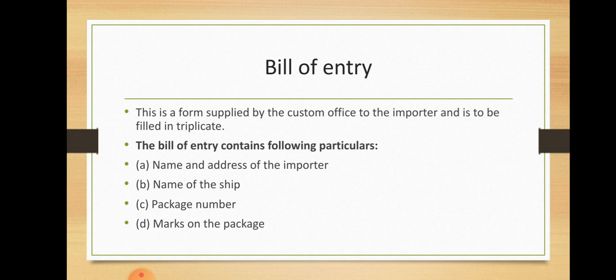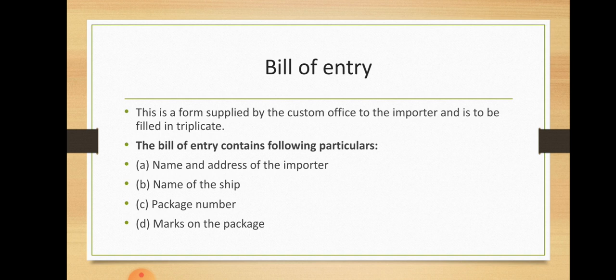Now, this bill of entry is given by the customs office to the importer. The importer has to purchase things from a foreign country, so he will go to the customs department, give the bill of entry, and categorize the goods, which type of goods are being purchased: free goods, on which no charge is there, customs duty does not charge anything on them.